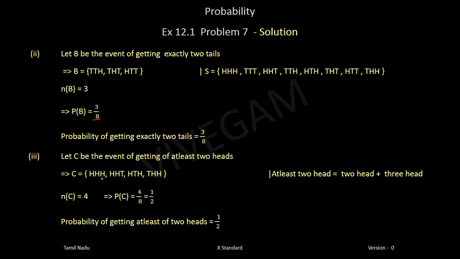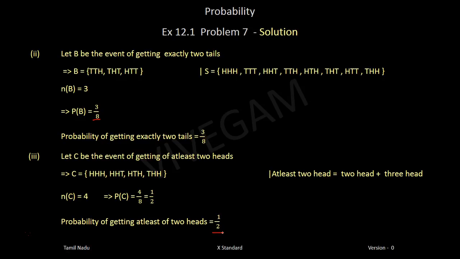So all the favorable cases we have brought down from the sample space. Yes, once you list the sample space, then it is easy to find out the possible ways for event C or event B or event A, whatever it is, right? Now you have 4 favorable outcomes. So n of C is 4. So probability of C is 4 divided by n of S, which is 8 in all the cases. So that is half. So probability of getting at least 2 heads is half.